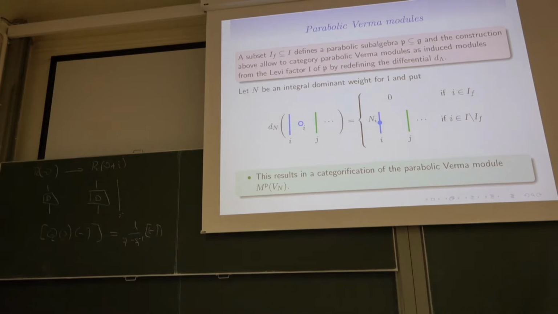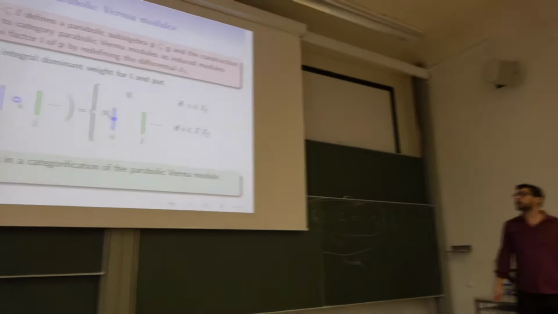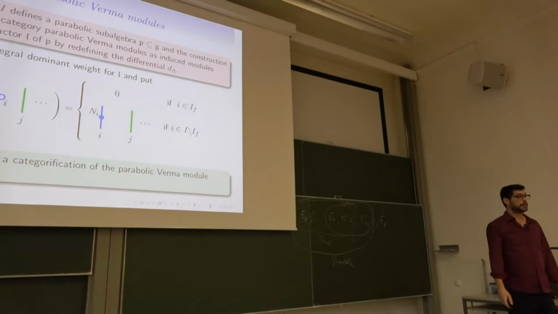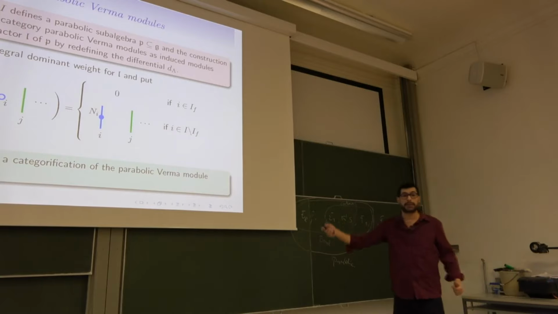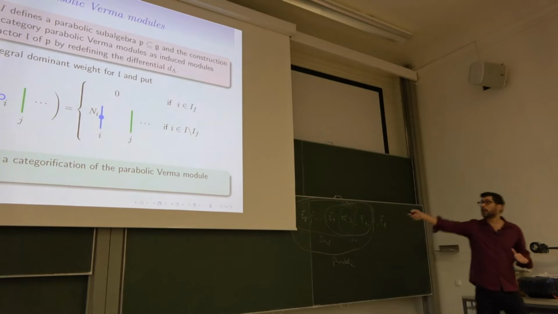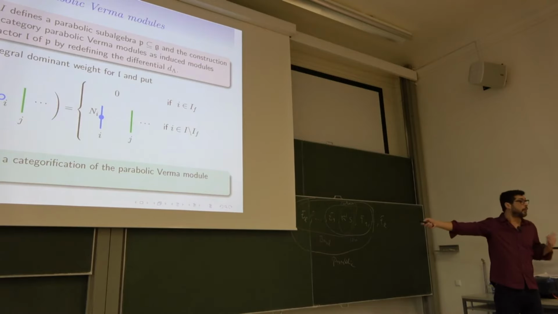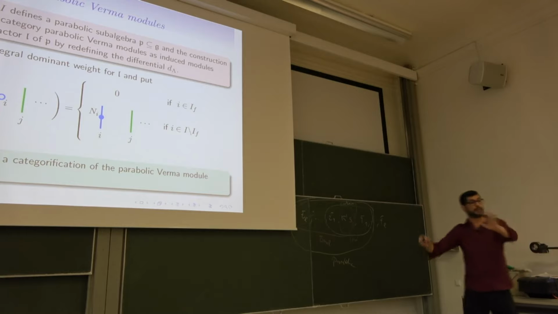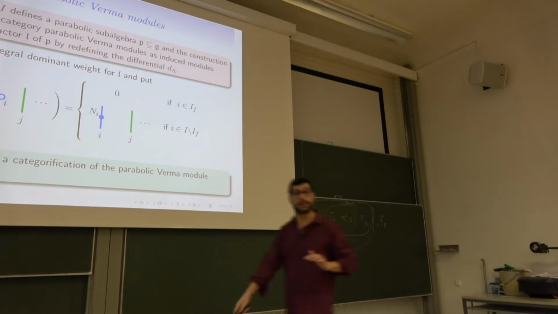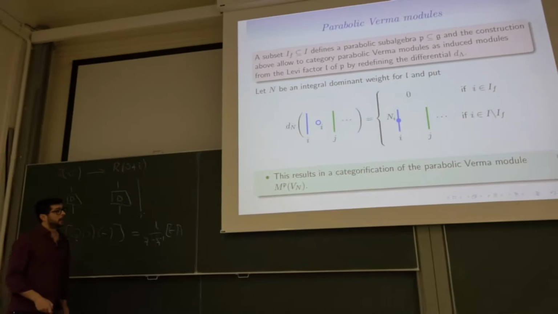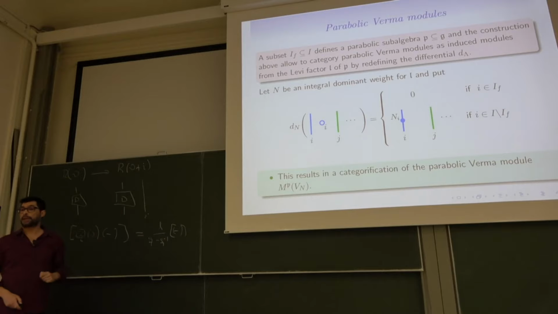So parabolic Verma modules can be used to construct link invariants. In particular, this was not the purpose of the talk today, you can construct Khovanov-Rozansky-HOMFLY homology using parabolic Verma modules. So using representation theory, you can use them to prove some theorems, some conjectures. So that's another reason for studying higher representation theory.